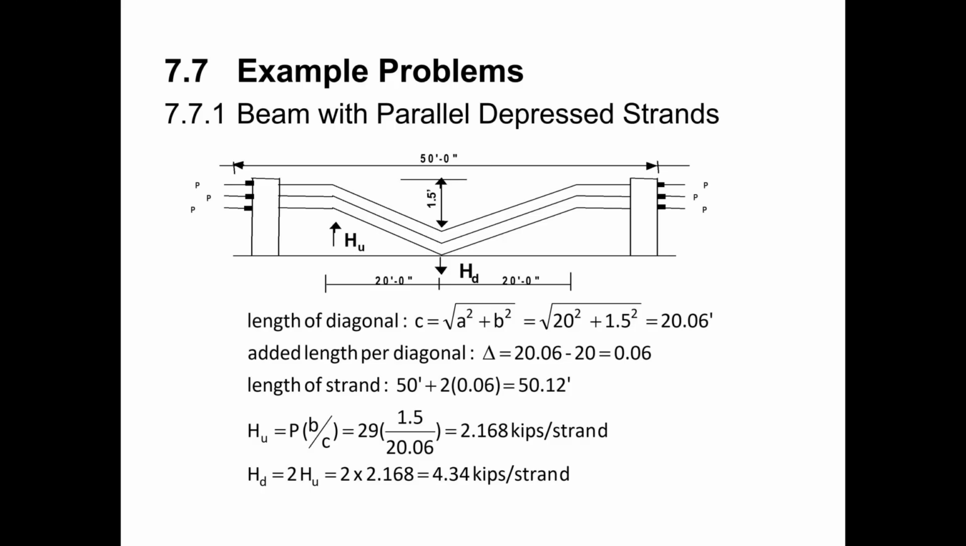All right, let's look at our hold down. At our hold down, we have two diagonals coming into that point. The geometry is the same, the diagonals are the same. So that means that our vertical force is going to be 2 times P times B over C. We've already calculated P times B over C is 2.168 kips. So that means the hold down force is 4.34 kips. It's twice as much as the hold up force. That's 4.34 kips per strand.